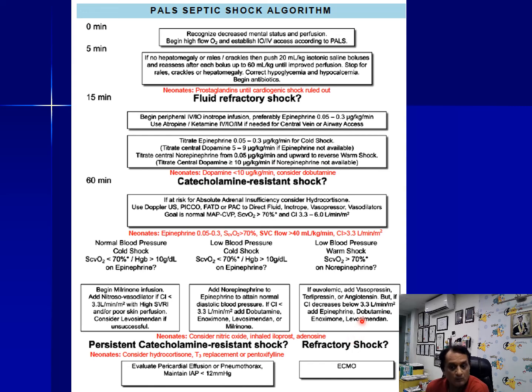So if the shock is not improving, think about the venous return. There is a problem in the venous return. And obviously, we discussed that the intra-abdominal pressure has to be less than 12. So these things are very important in any patient where your shock is not improving, as we discussed before.